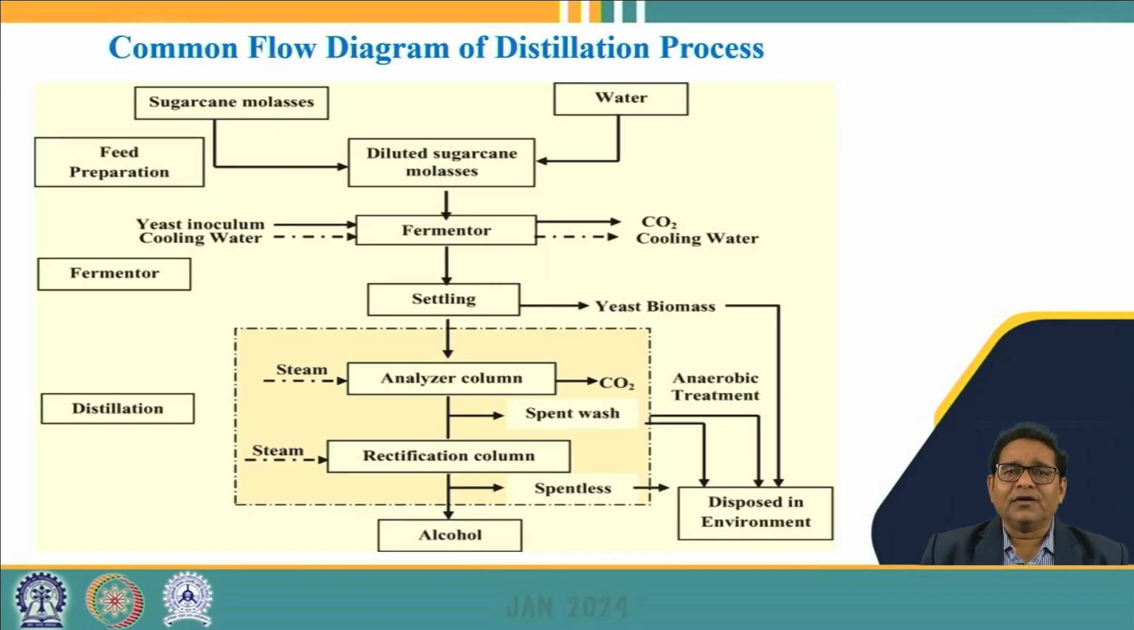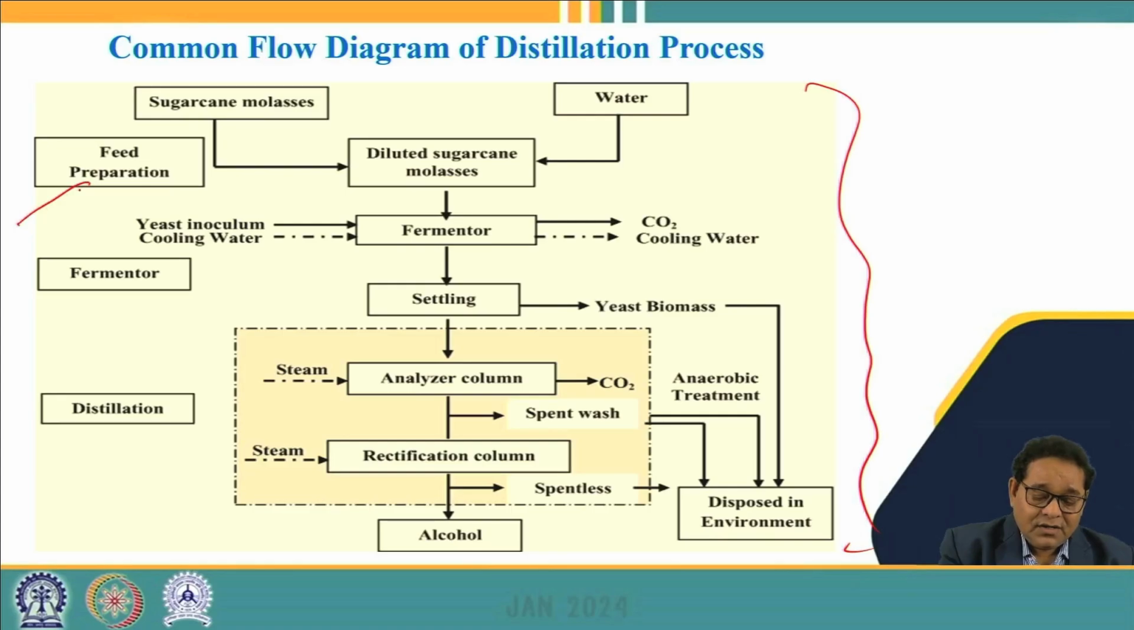So before going into the basic details of this, let's have some discussion on the distillation process. Basically it is the process where the molasses or the sugar content present in different feed materials is fermented and distilled in the form of alcohol. This complete process is represented in this flow diagram. There are different stages of this distillation process.